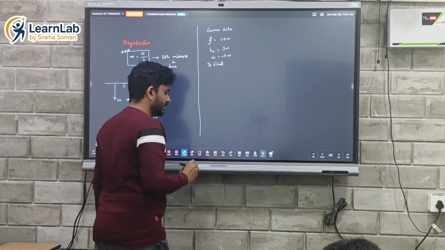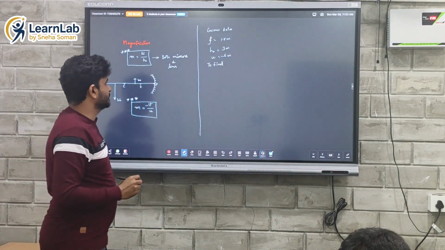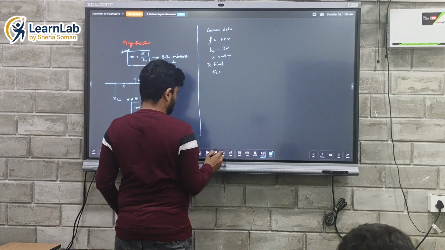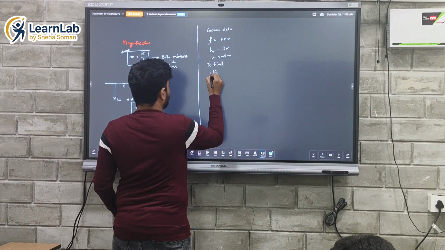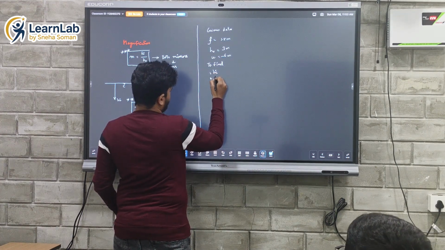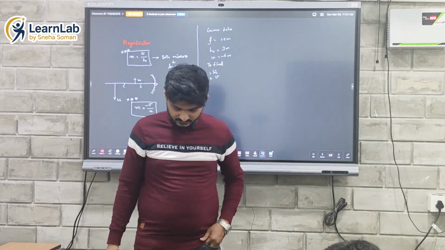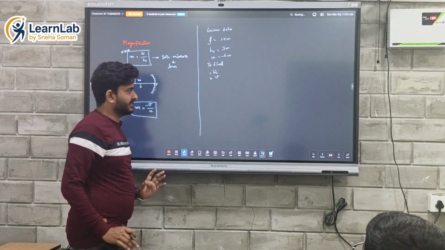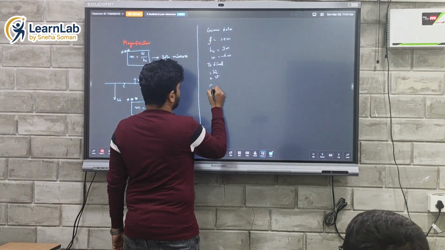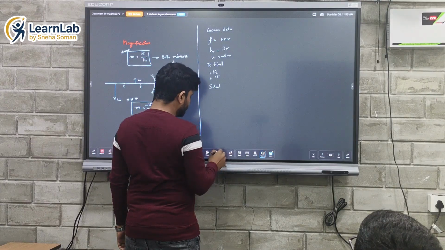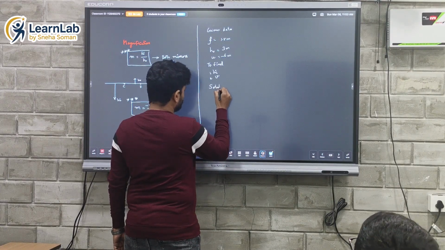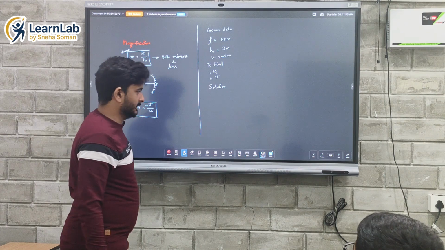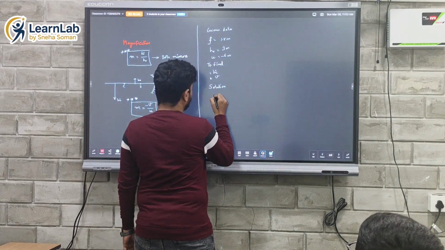To find, what we have to find? So height of image. This is first one. Next one, that is V. Now, you are not going to write. Just concentrate on the question. Okay. Solution. What is the solution? First we will use mirror formula. So what is mirror formula?